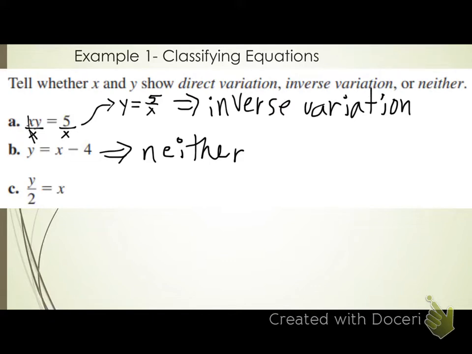Okay, letter C. Is y by itself? No, it's being divided by 2. So if it's being divided by 2, what inverse operation would I do to both sides? Multiply by 2. So I get y equals, what's x times 2? 2x. Does that take the form y equals a over x? No. So is it inverse variation? No. Does it take the form y equals ax? Yeah. Some number times x. So what kind of variation is this? Direct variation.